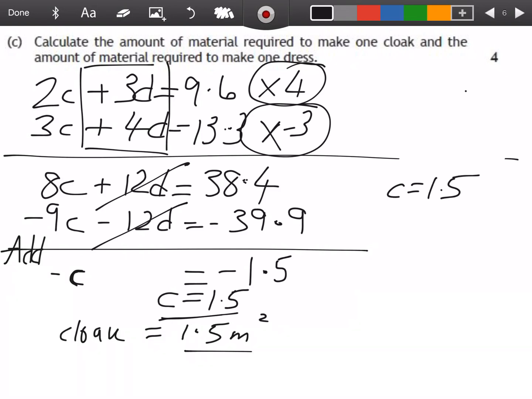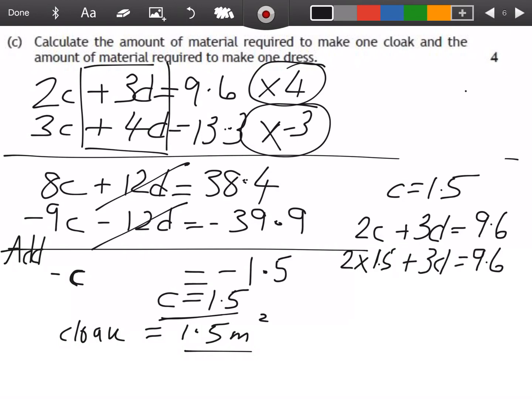Take one of your original equations. I'll take the first one. There's the original equation. Now that I know C is 1.5, I'm going to sub it in. Now remember, 2C means 2 times 1.5. We're subbing in the fact that we know that C is 1.5. Okay, 2 times 1.5 is 3. So 3 add 3D is 9.6.